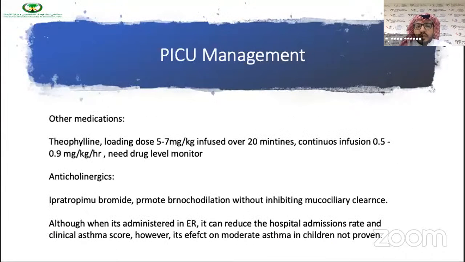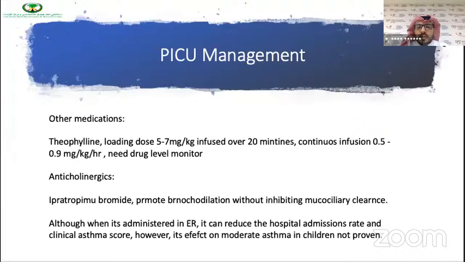Another medication that can also be used in asthma is theophylline. This has limited use because more selective beta-2 agonists are on the market, so the use of theophylline has gone down. However, we're going to talk about it briefly, with a loading dose of 5 to 7 milligram per kg. You have to give it over 20 minutes if you have to give it, and then a continuous infusion of 0.5 to 0.9 milligram per kg per hour. The thing about theophylline is you have to monitor the drug level, and it also has a major side effect, which includes cardiac arrhythmias.